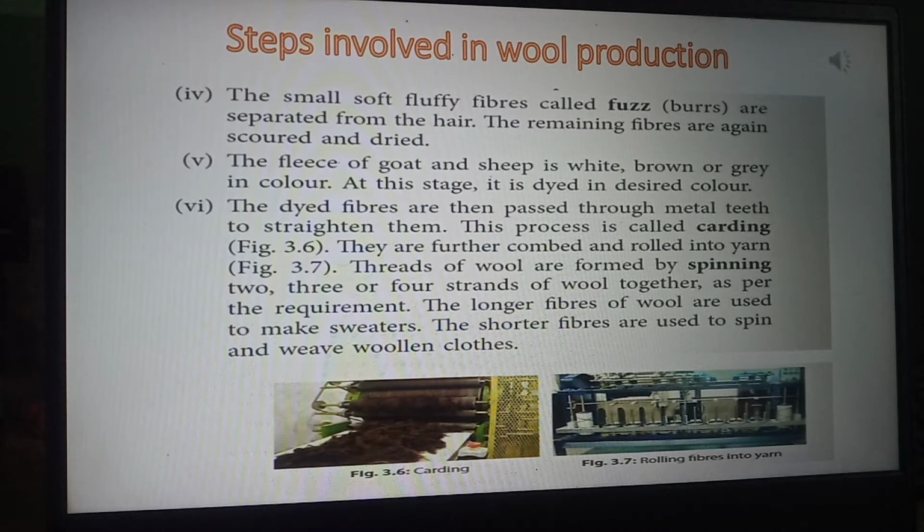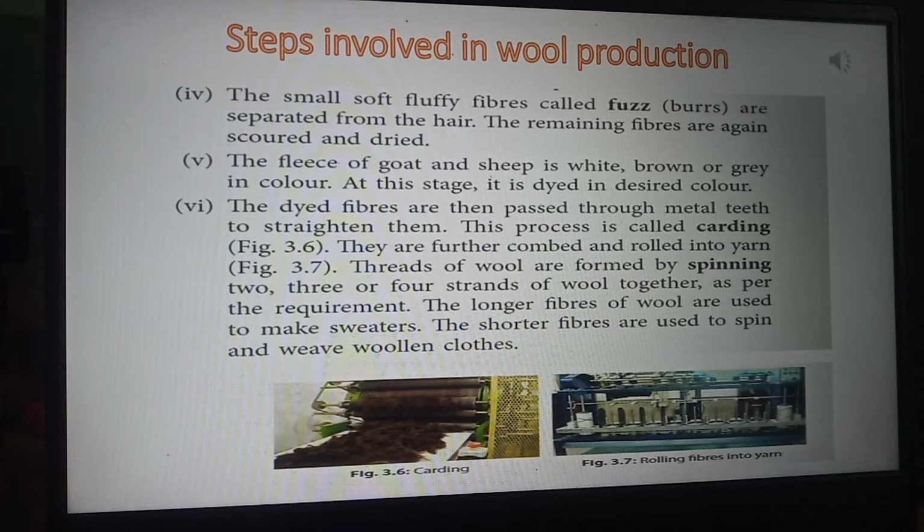5th point. The fleece of goat and sheep is white, brown or grey. Here also the fleece of goat and sheep are of 3 different colors. They are white, brown or grey. At this stage, when they are taking out the fleece, they are of 3 colors, white, brown or grey.